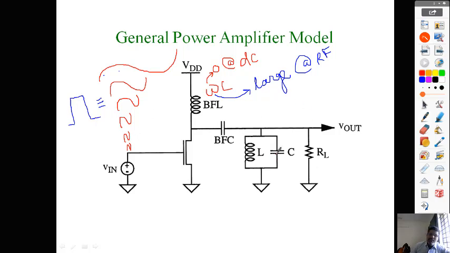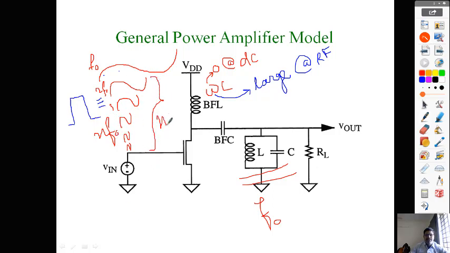The LC tank circuit will be resonant at only a particular frequency. This LC tank circuit is designed to resonate at the frequency of interest, let us say F0. F0 is the fundamental frequency. Let us say this one is 2 times F0, this is 3 times and 4 times, that is, n times the fundamental frequency.